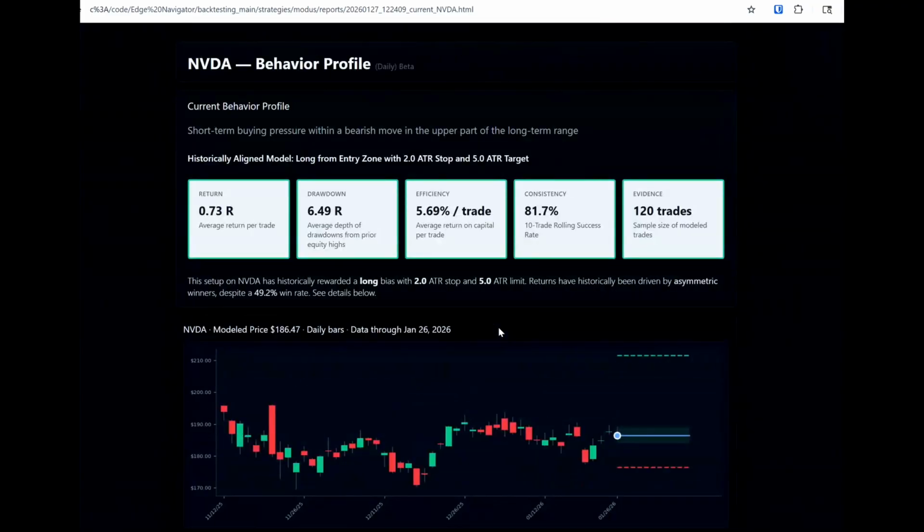All right? So keep looking for updates on the Edge Navigator behavior profile. Also, generally the terminology is behavior modeling. So we look at the behavior and we model trades that can be taken or maybe should just be ignored, which is also going to be very helpful as well.